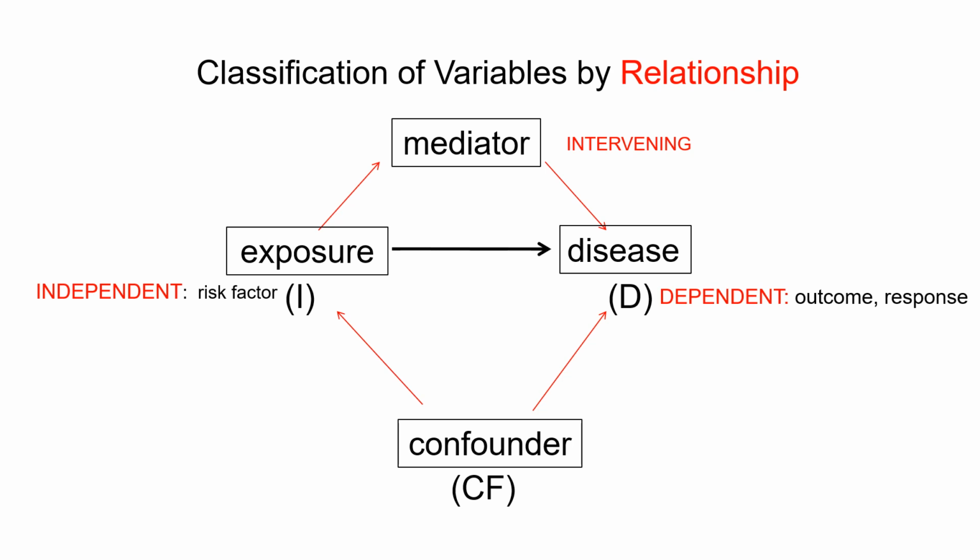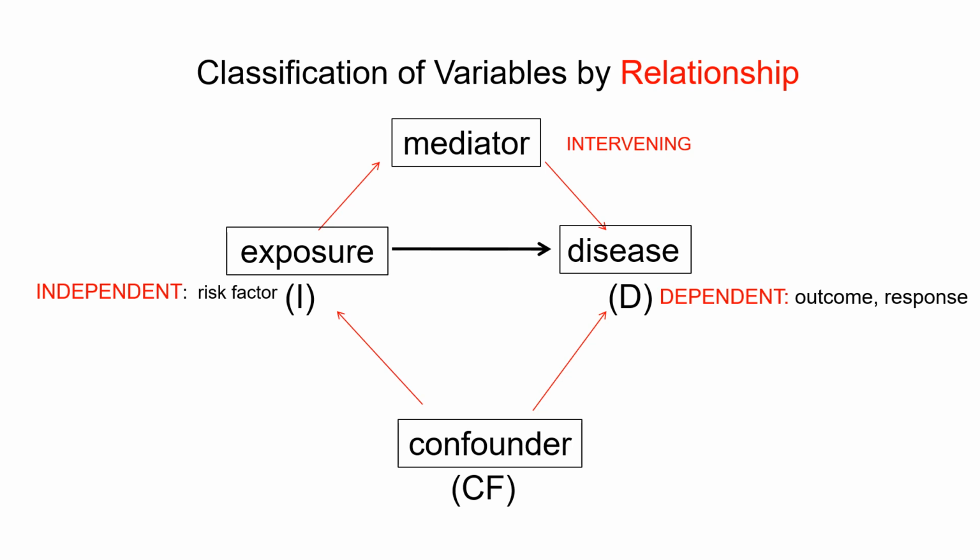By relationship, the variables can be classified as dependent or independent. The dependent variable is a disease or the outcome being investigated, while the independent variable is the exposure or the risk factor. The confounder is by itself a risk factor for the disease and is associated with the exposure. It is sometimes referred to as covariates or control variables. Mediators are intervening variables between the exposure and the outcome, which affects only the outcome.